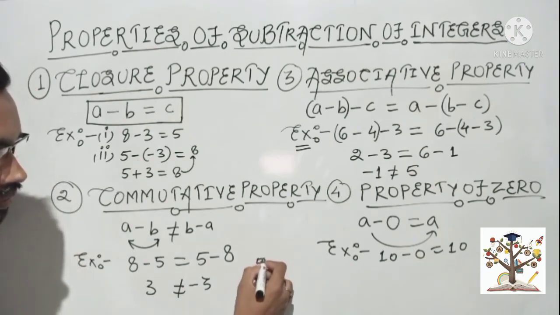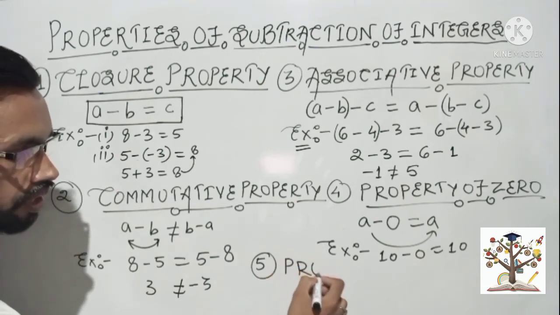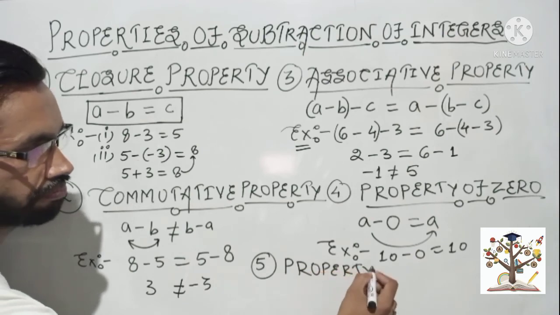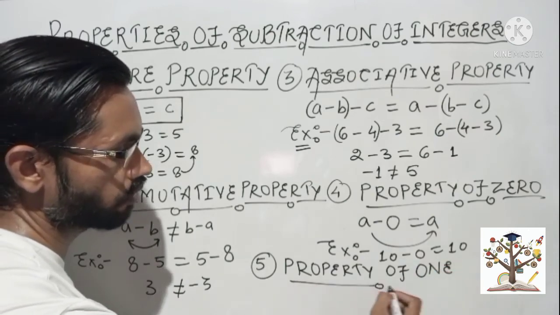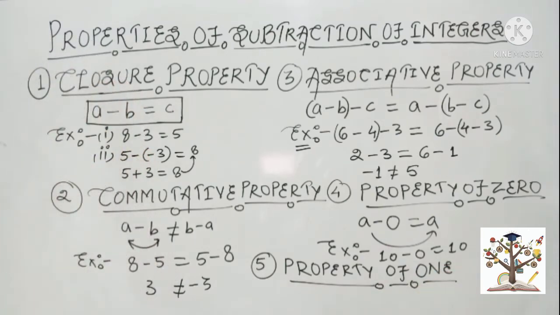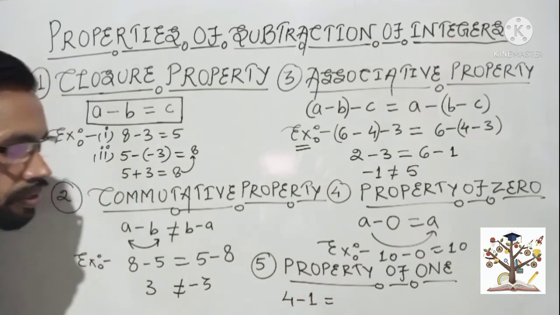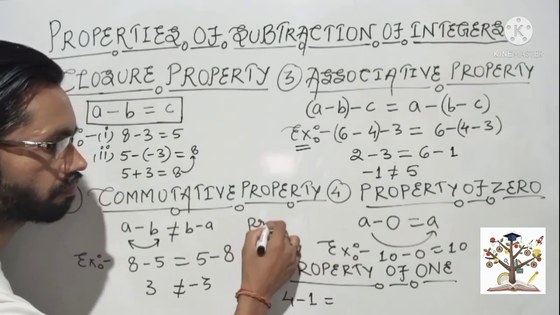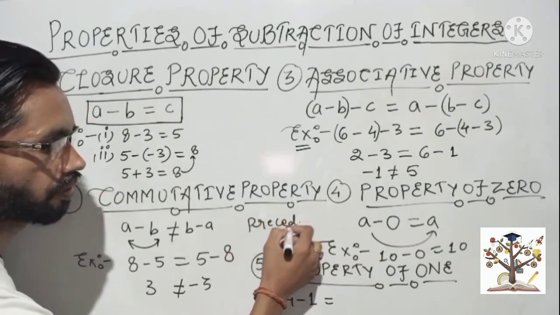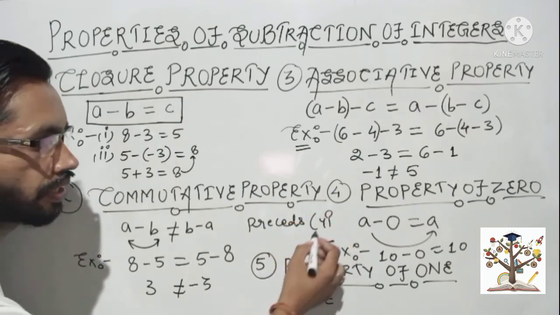Coming to the next one, fifth, that is the last one, property of 1. Property of 1. So let's understand what this property says. This property says that whenever any integer is subtracted from any integer, always the integer precedes. Precedes means, here let me tell you what is the meaning of precedes. Precedes. In Hindi, first time I am using the word in Hindi.